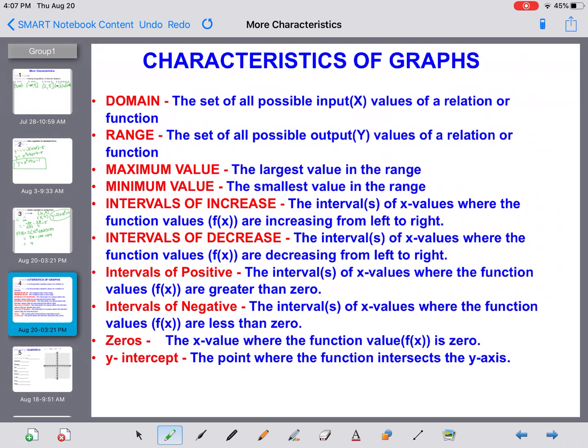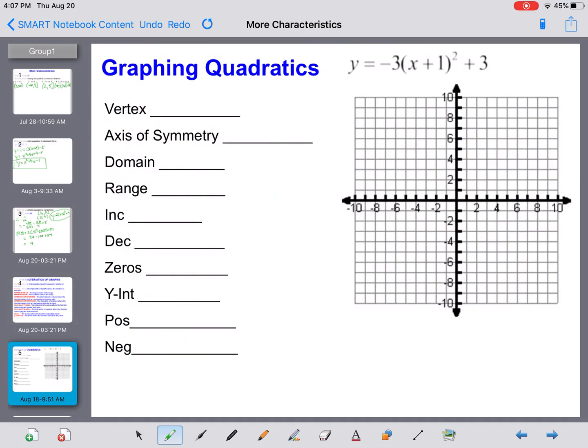Looking at some of the characteristics, we're going to find all of these, so it's important to know the vocabulary. You can pause the video and copy these down so that you have them when we go over them later. Looking at graphing the quadratic and then finding the information, we found these two pieces previously. So we're going to use the same kind of ideas on how to find those in graph, and then we're going to find the rest of the answers.